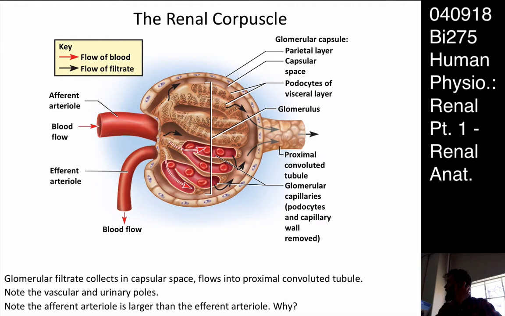I guess I don't have them labeled here, but you can kind of see this zigzag pattern in the drawing here. That's meant to represent pedicels. We'll see what that looks like in a moment. So anyways, the blood comes in and the fluid filters out into the capsular space and then leaves the urinary pole of the renal corpuscle and enters the proximal convoluted tubule.